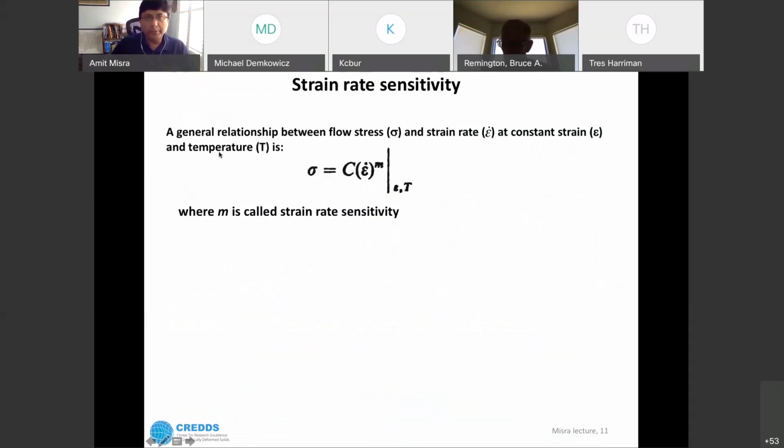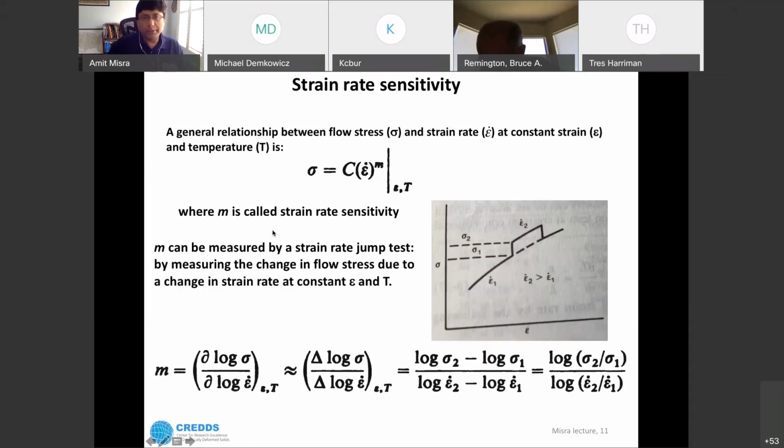A general relationship between flow stress and strain rate at a constant strain and constant temperature is sigma equals c epsilon dot to the power m, where m is defined as the strain rate sensitivity. This is measured in a mechanical test, which can be a compression test, a tension test, or even a nanoindentation test, by doing what is called a strain rate jump test.